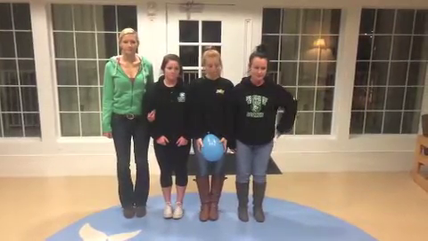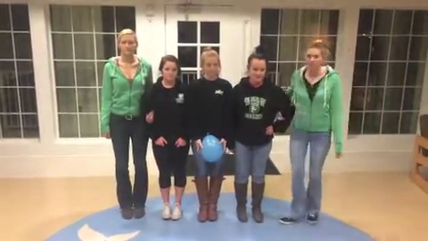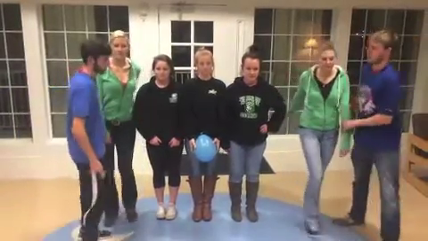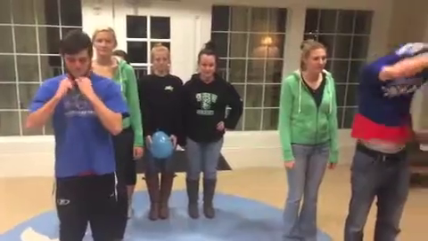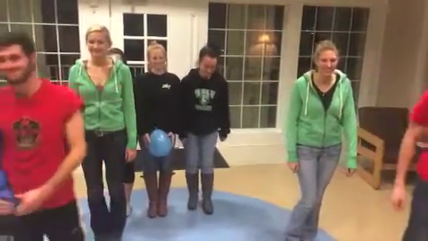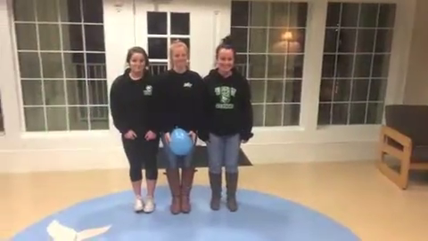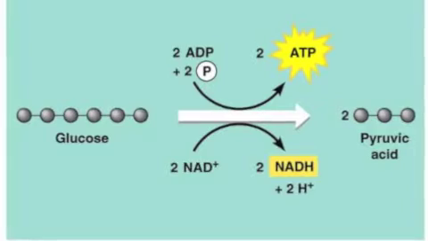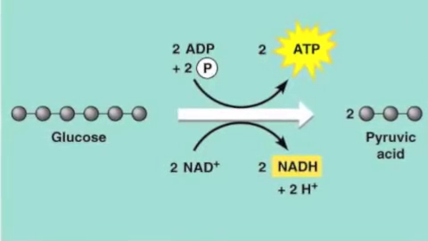Each PGAL then has 1 inorganic phosphate added. These phosphates are then used to phosphorylate ADP into ATP. Each pyruvate produces 2 ATPs. Since there are 2 pyruvates, this means that 4 total ATPs are produced. In total, 2 ATP were spent to produce a net of 2 ATP and 2 NADH.